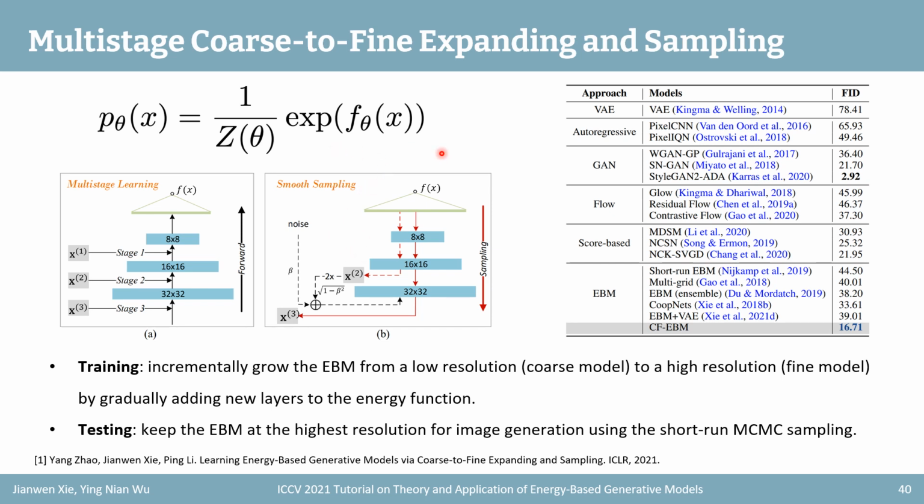In the training stage, we incrementally grow the energy-based model from a low resolution or coarse model to a high resolution or fine model by gradually adding new layers to the energy function. Each time we add a new layer. Then in the testing stage, we just keep the learned models and use short-run MCMC, for example Langevin dynamics, to sample the images at the highest resolution eventually. This method proved to be very effective for generating very realistic images.